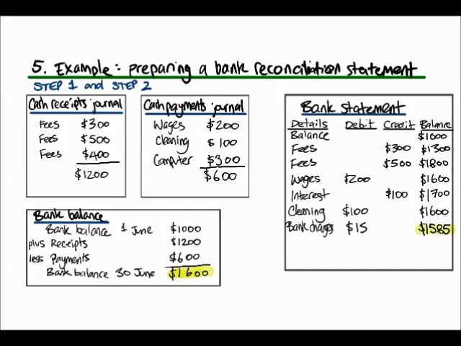Now remember, the cash receipts and cash payments journal, they just show all the money, all the cash that goes in and out of your business, right? So if your bank statement is showing that you've had to pay $6 in bank fees, then you need to put that on your cash payments journal.